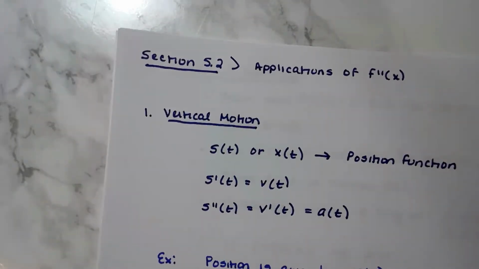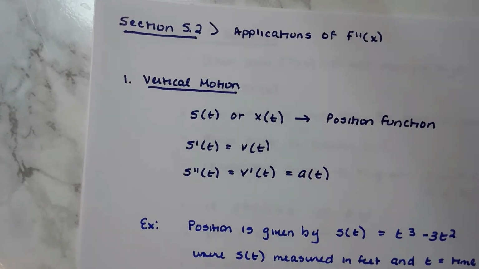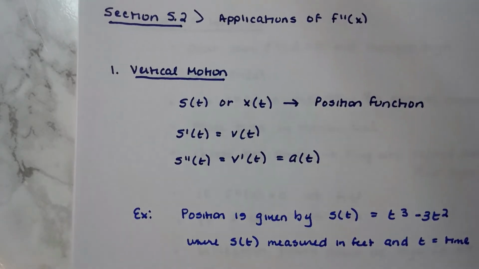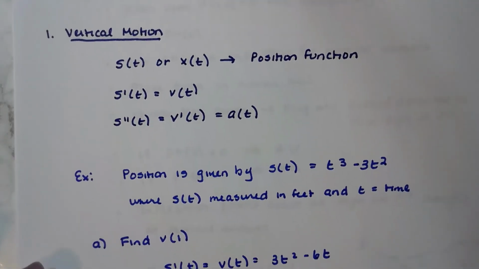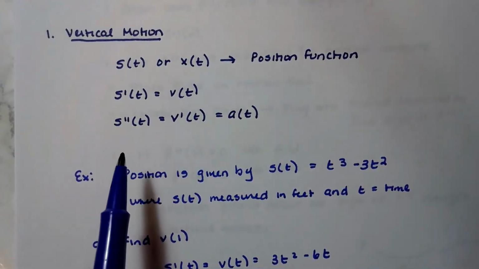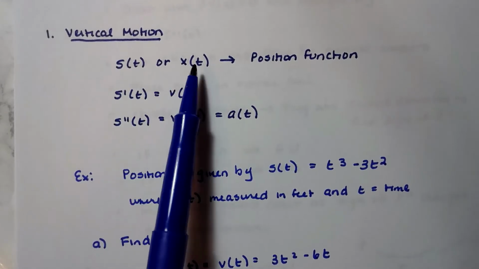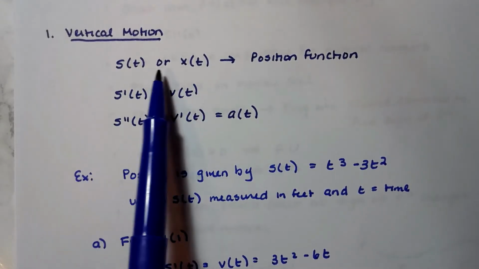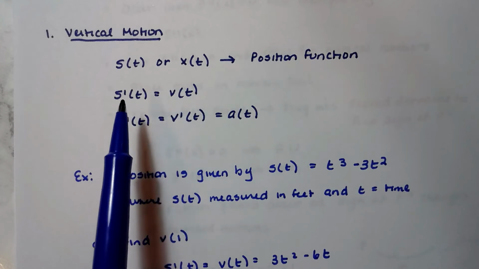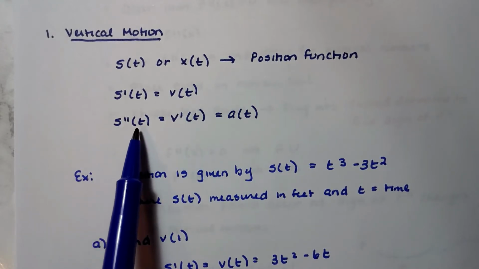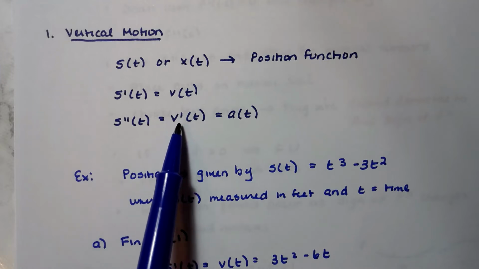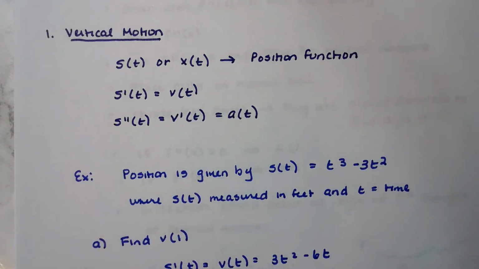Okay, that brings us into section 5.2, applications of the second derivative. So the first thing we talked about was vertical motion, so position, right? We learned that s of t or x of t generally denotes the position function, and that the first derivative of position equals velocity, and the second derivative of position, or the first derivative of velocity, gives you acceleration.